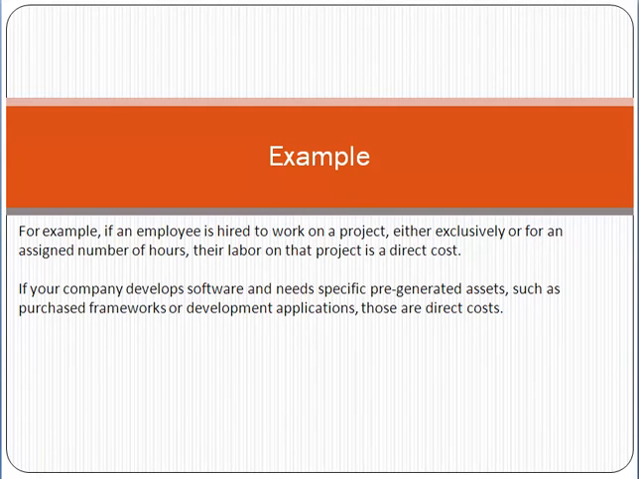If your company develops software and needs specific pre-generated assets such as a purchased framework or development applications, those are direct costs. The same example: if you purchase any software, like an attendance system to record the attendance of your employees, these types of software purchases pertain to direct cost because you can relate them to some cost head, cost object, so that is why it is called a direct cost.